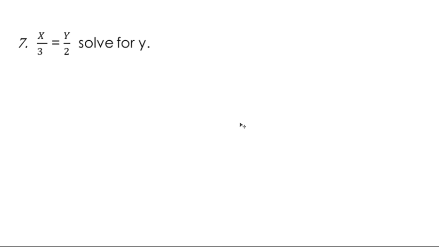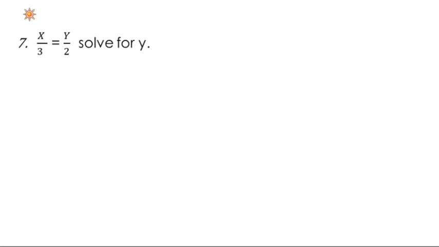Okay, 2 more, and then you guys are ready to practice some of these on your own for your quiz. Go ahead and push pause. Do this question on your own and then push play and see if you got it correct.